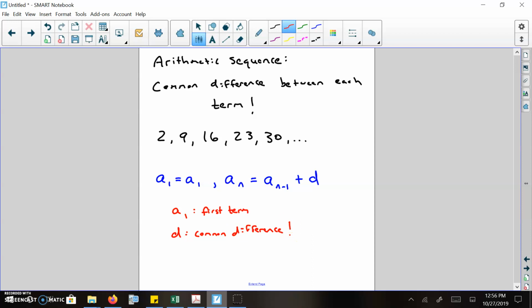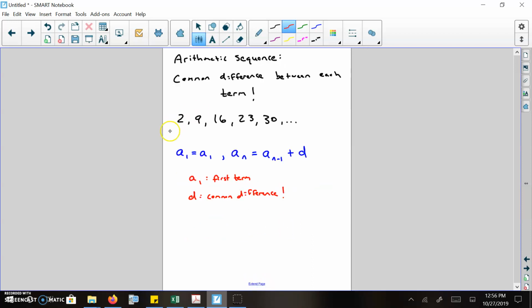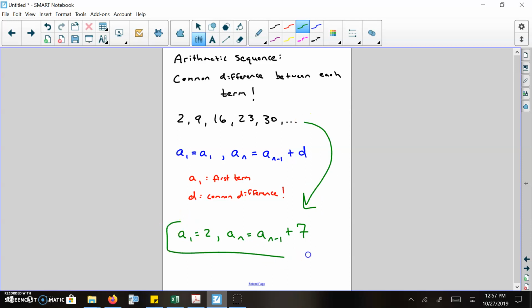Okay, so like if we're looking at this particular arithmetic sequence up here, if we wanted to define this one, well, a sub 1, the first term was 2. A sub n is go back to the previous term and then add, in our case, 7. Okay, so this sequence right here has an initial term of 2 and it's got a common difference of 7. Okay, so all the sequences that we'll look at for this first few days of this unit are arithmetic. They'll have common differences between each term.